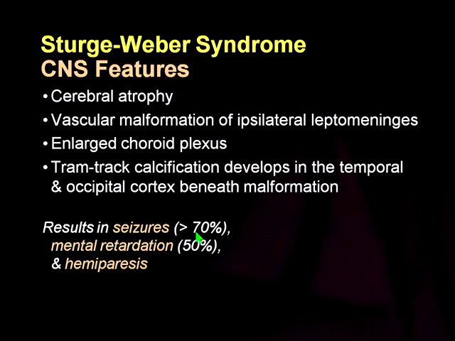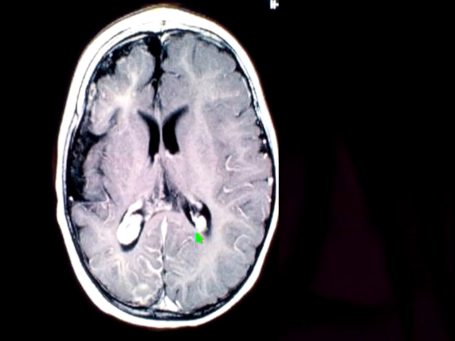About 70% of patients that have Sturge-Weber syndrome will have seizures. So similar to tuberous sclerosis, seizures are very common in this setting and also tend to correlate with mental retardation. Those patients that don't have seizures usually don't have significant mental retardation. The other thing that can be seen with Sturge-Weber is hemiparesis. So here is a scan where you can see some of these features. Here we see some cerebral atrophy.